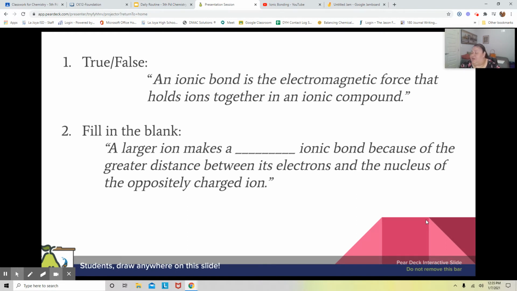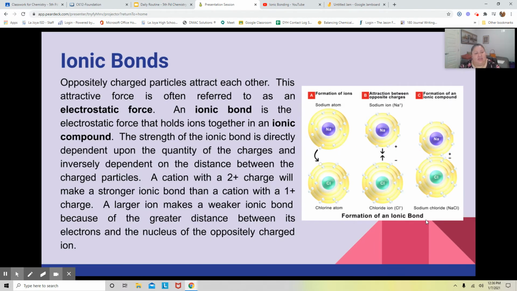Either way, Mario, Irvin, you are correct. It is a false statement. Ionic bonds don't use electromagnetic forces. They use electrostatic forces. And you can see it in the last slide. It says here in bold in the second sentence, this attractive force is often referred to as an electrostatic force. Mario, Irvin, good job.